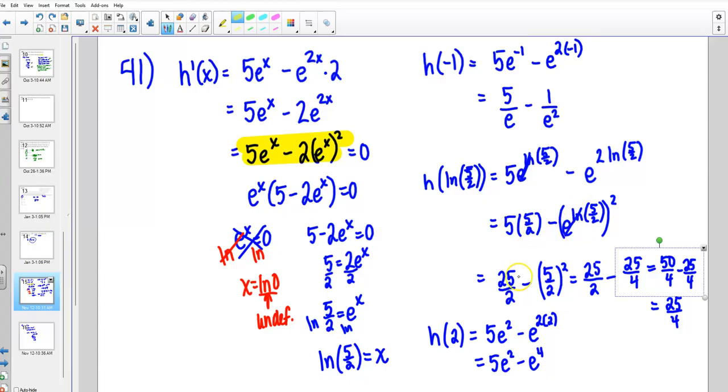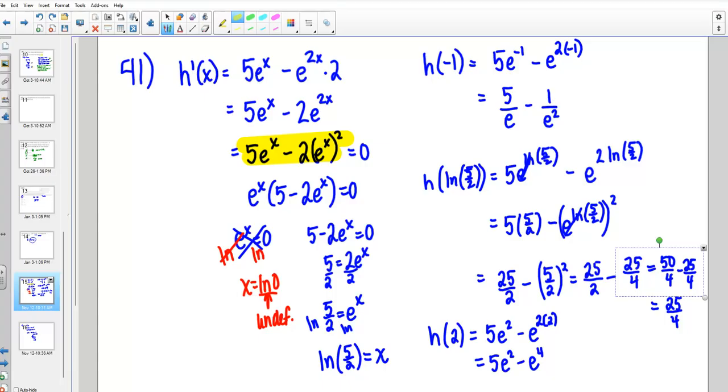So I've got 5 times 5/2, which is going to give me 25 over 2, minus 5/2 squared. So that's going to be 25 over 2 minus 25 over 4. And you've got to get common denominators to subtract those. So that'll be 50 over 4 minus 25 over 4, which will give you 25 over 4 here.